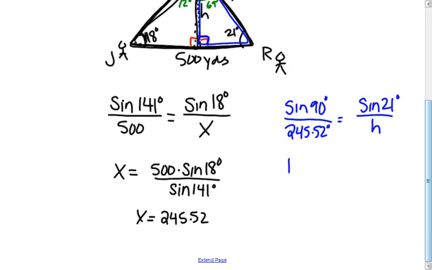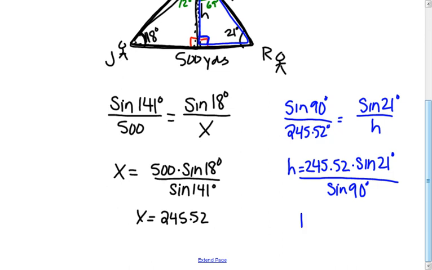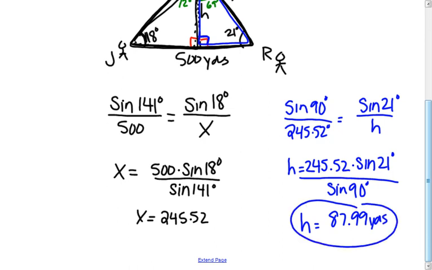Okay? So your height will be 245.52 times the sine at 21 over the sine at 90. And when you do that, your height should come out to be about 87.99 yards, which is why I say this is probably a little unrealistic, but that should answer your question.